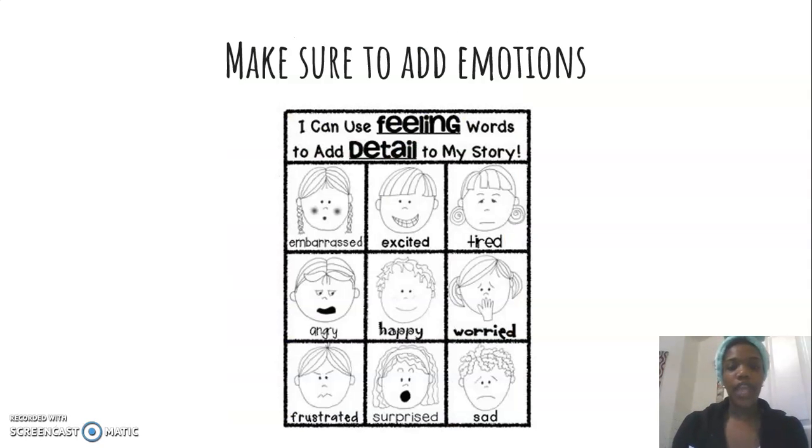So you want to make sure that you use emotion in your writing. So when you're explaining exactly what you were feeling in your story, there are some emotions that you can use to help you explain those feelings, right? Or your character. So your character or you have felt embarrassed, excited, tired, angry, happy, worried, frustrated, surprised, or sad in your story, and these are the emotions you can use to explain that in your story.